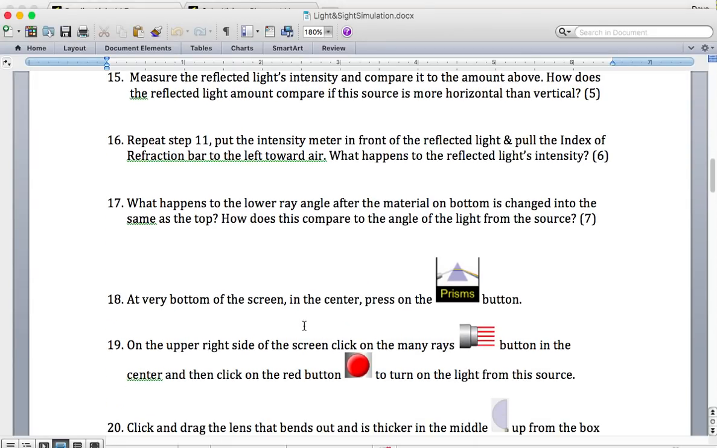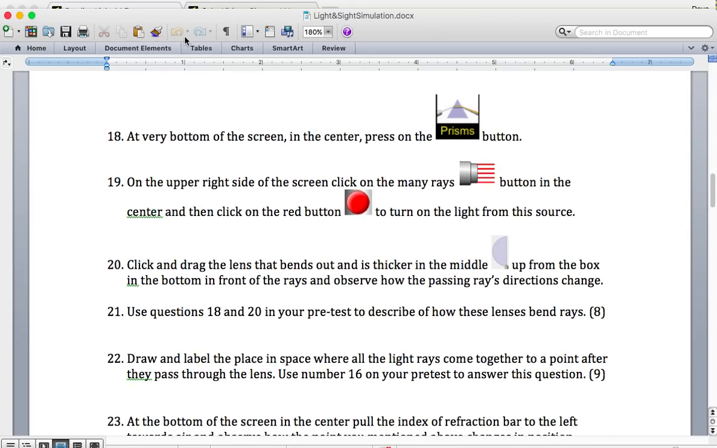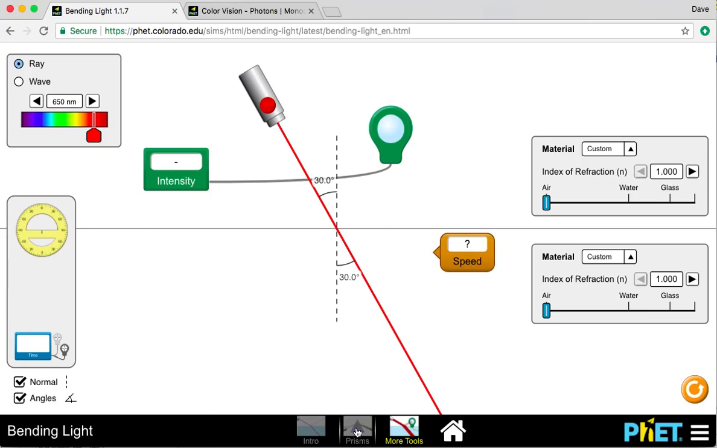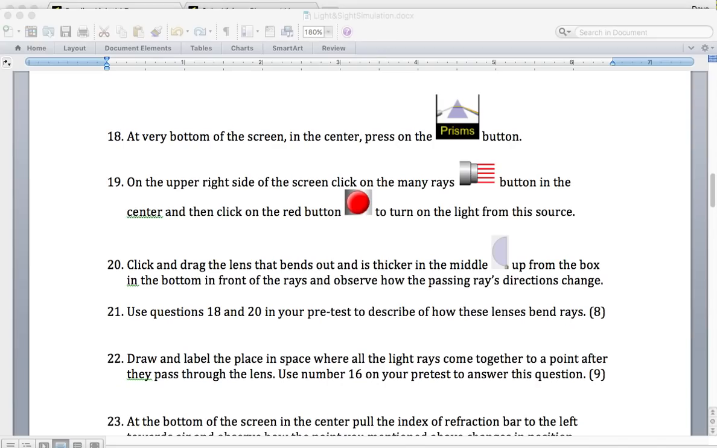Okay, so at the very bottom, press the prism button. Here's where it starts to get a little bit funner, or look a little bit more interesting. So we got a lot of materials here. I see a lot of you did some discovery of your own yesterday, and that's totally fine, but hopefully you were learning something, not just wasting time.